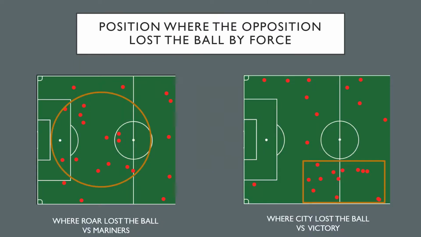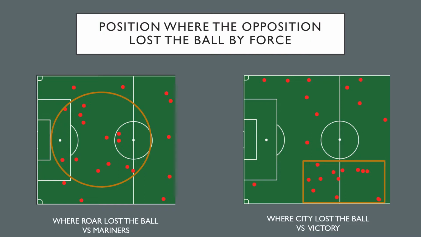So for this graphic, the red dots indicate where the ball was lost, and it should be made clear that these dots represent where these events happened throughout the whole game, as though they were running the same direction in both halves. So that is, the penalty box shown is their defensive box for the whole match.